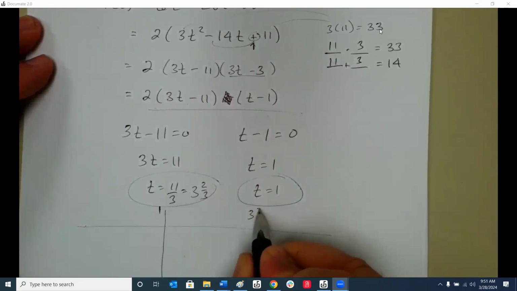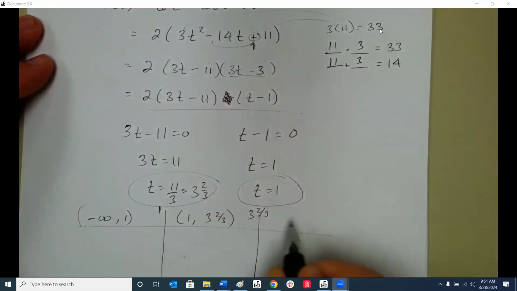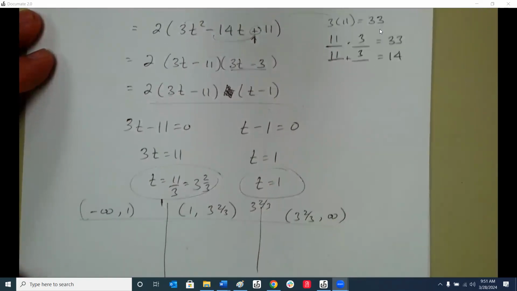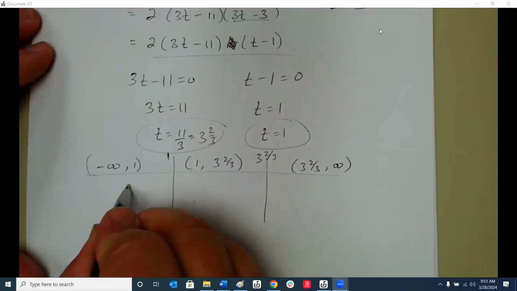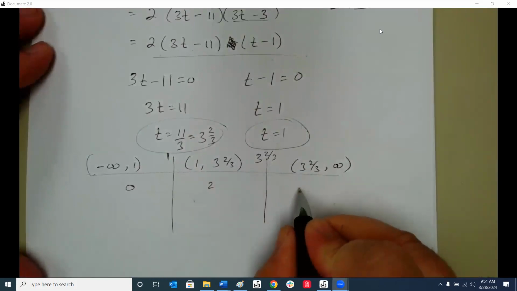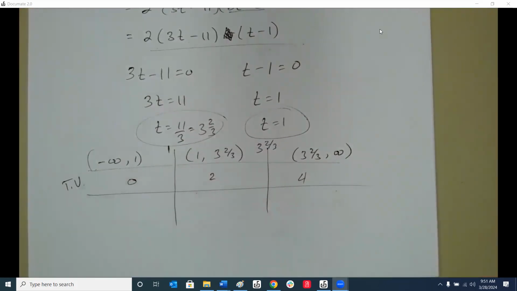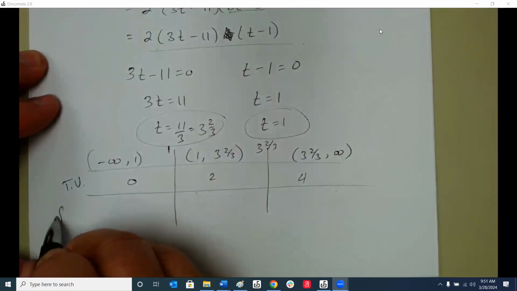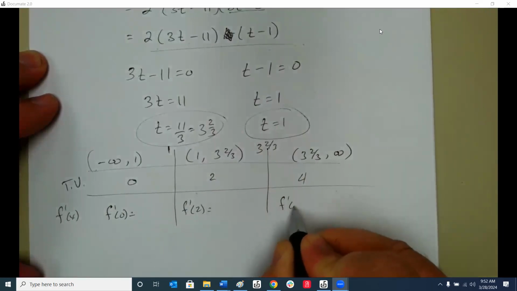So at 1 and 3 2/3, we look at these intervals. So we use 0 here, use 2 there, and use 4 here. What are those going to be for? Why did I just do that? To see where it's increasing, it's decreasing, right? So now we plug them into our first derivative: first derivative at 0, at 2, and at 4.